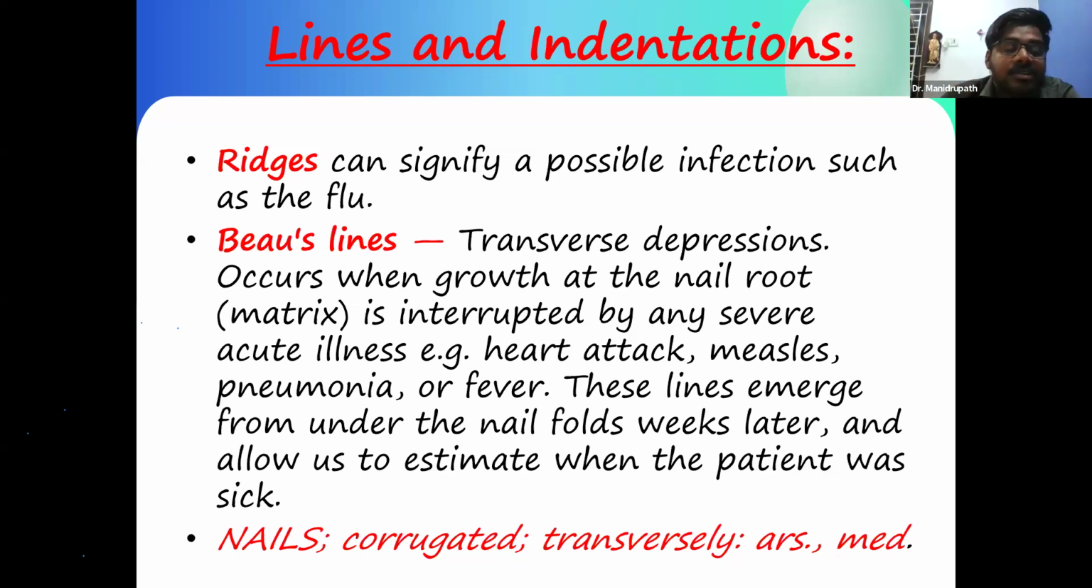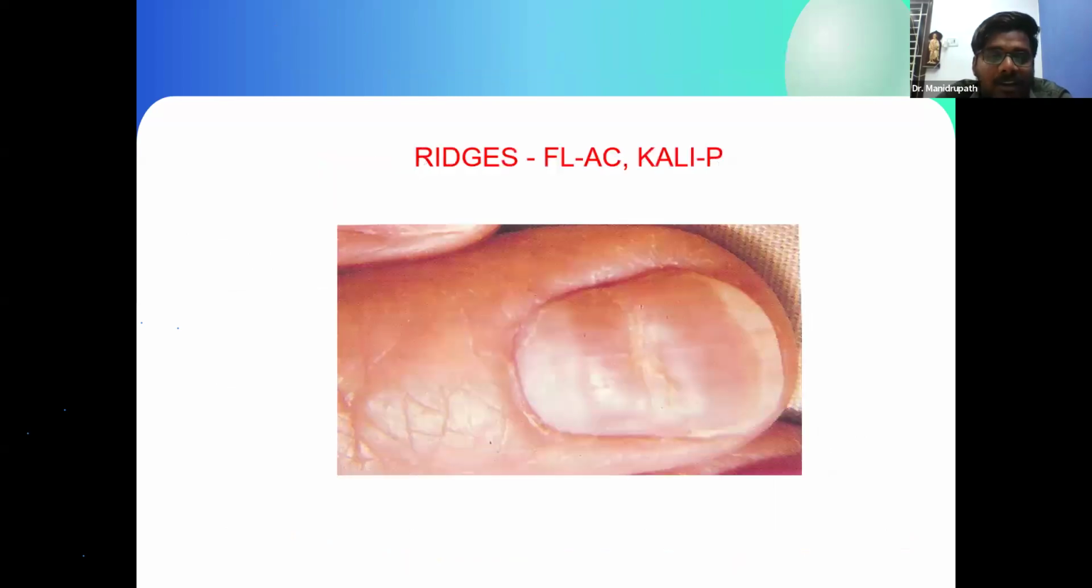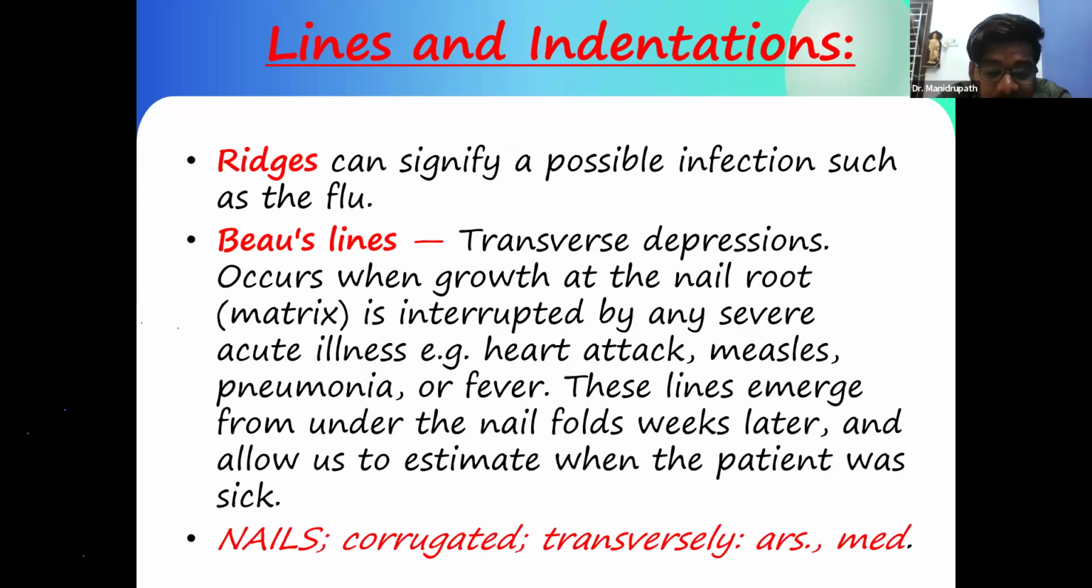So the rubric for this is nails corrugated transversely. Only two remedies in the whole materia medica and the repertory as well. The two remedies are arsenic and Medorrhinum. We already differentiated arsenic and Medorrhinum as well. In that differentiation, you can prescribe a single remedy which matches the patient. So this is the pattern you can see, ridges. A lot of ridges you can see. If the ridges are longitudinal: fluoric acid and Kali phos. But if the ridges are transverse, it is arsenic and Medorrhinum.